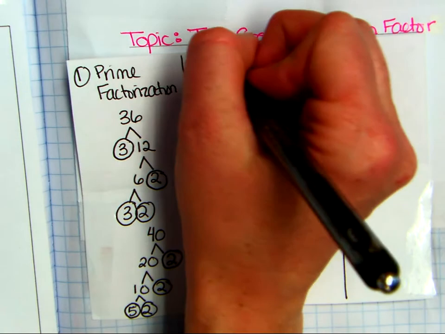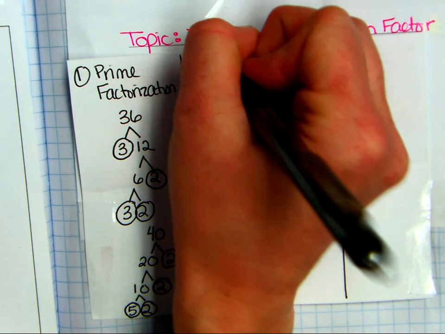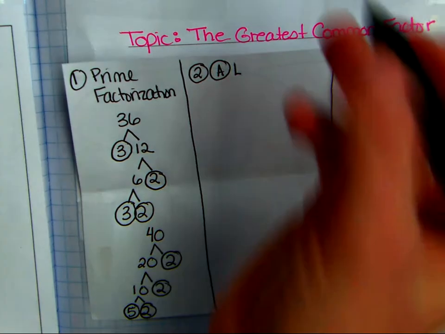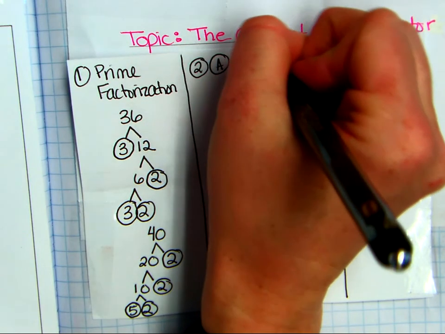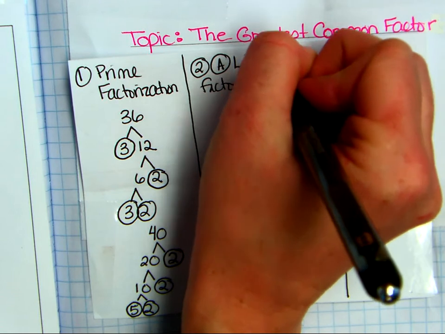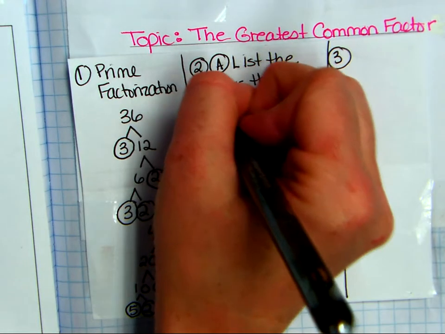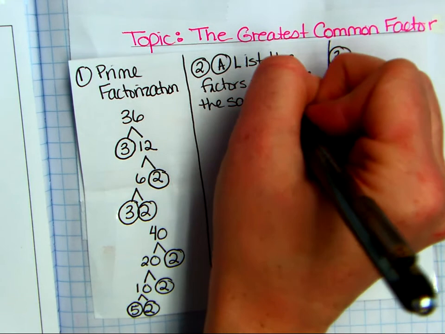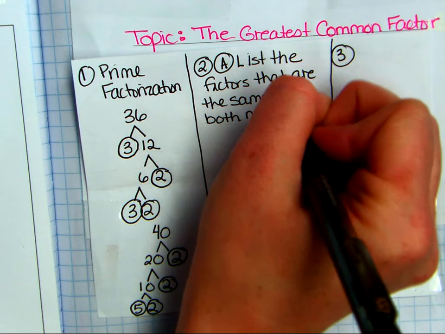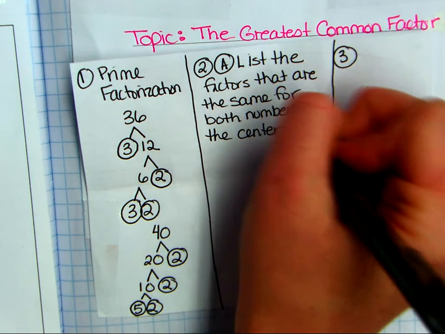Now we have step number 2. Step number 2 actually is 2 different steps within it. The first step is A. We are going to list the factors that are the same for both numbers in the center of our Venn diagram.